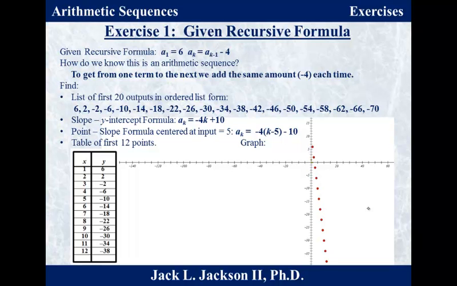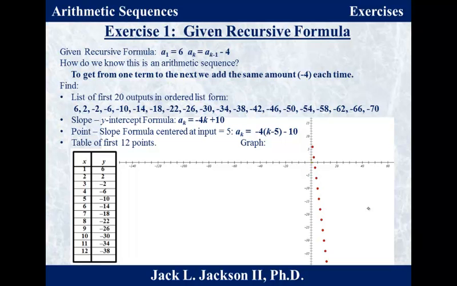We subtract 4 from that, or add -4, to get the second term, which is 2. Add -4 to that to get -2 for the next term. Add another -4 to get -6, and so forth. And you see there the first 20 terms. Oftentimes sequences are given like this as just an ordered list.